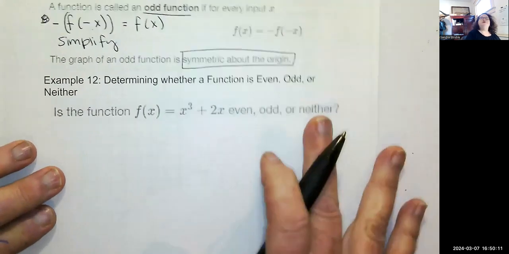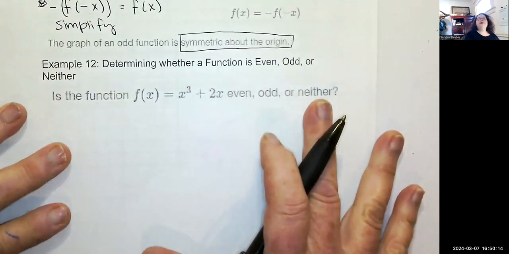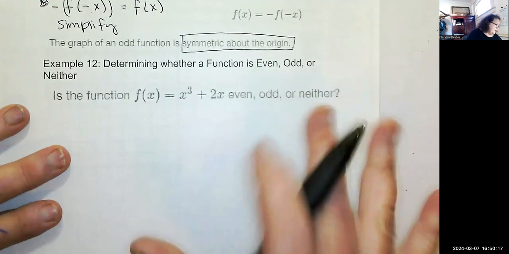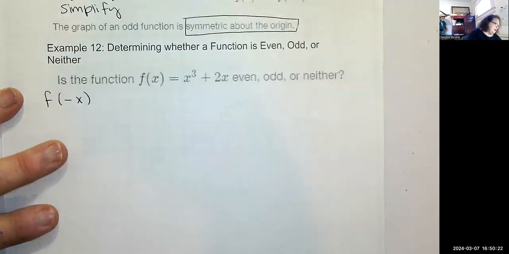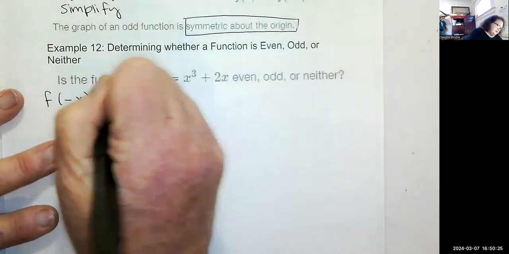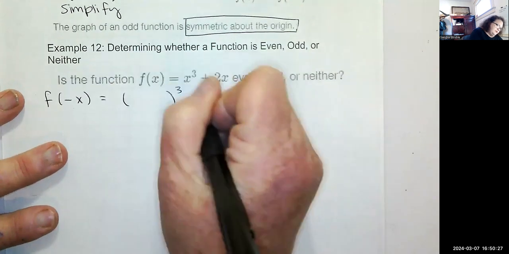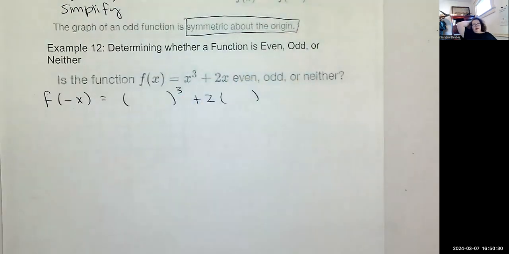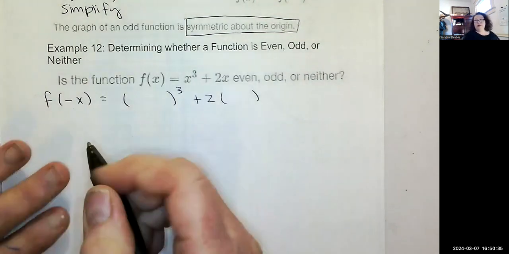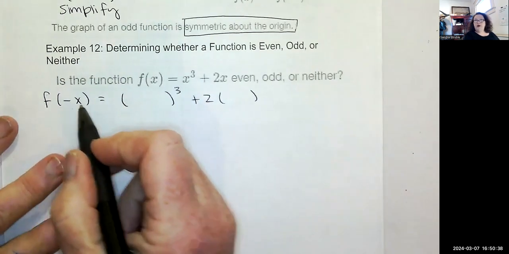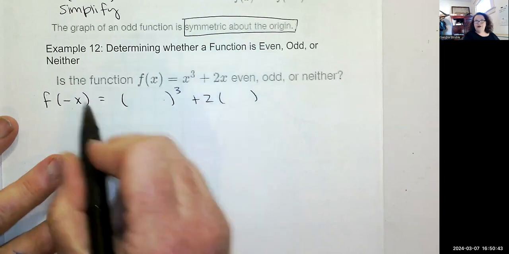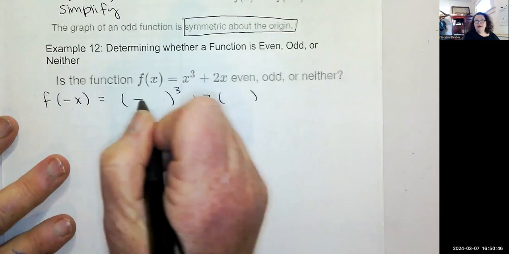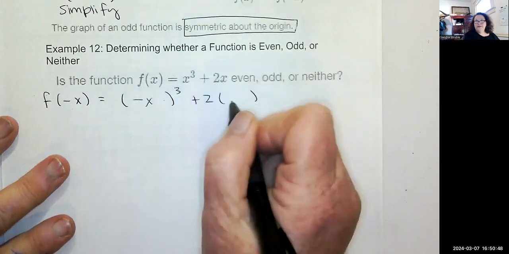So let's go with example 12. Is the function f of x equal to x cubed plus 2x even, odd, or neither? I'm going to start with f of negative x, substituting in everywhere there's an x. The question, which was a discussion in class, is how do we know where the negative goes? It's simple. The negative goes everywhere the x goes. So we take this x, and I created a parenthesis so I can shove whatever I'm going to into it. I'm going to plug in negative x. There's another x. I'm plugging in negative x.